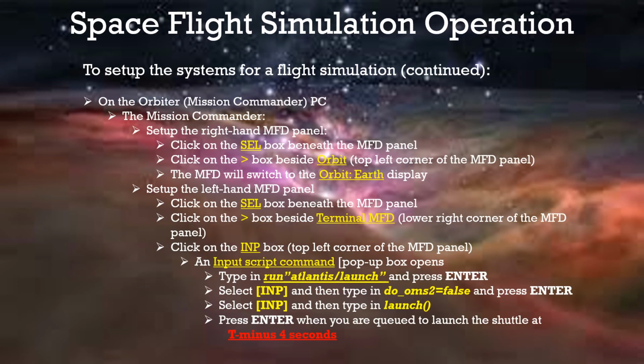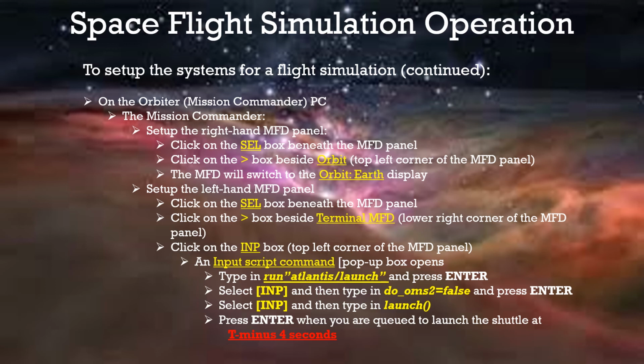Okay, now that we have orbiter set up and running and we have an internal view of the cockpit, the mission commander needs to make a few adjustments to the right hand and the left hand multi-function display panels. They are the boxes in the lower left and right corner of the orbiter screen. On the right hand MFD, you'll click the box in the middle underneath it that says SEL, which stands for select.